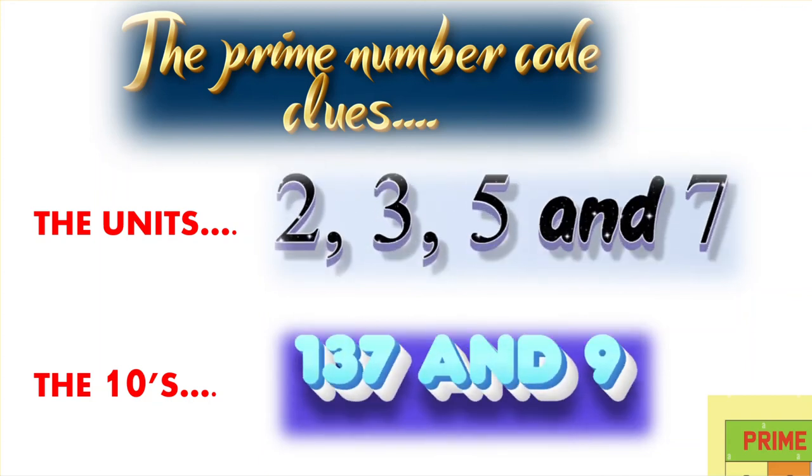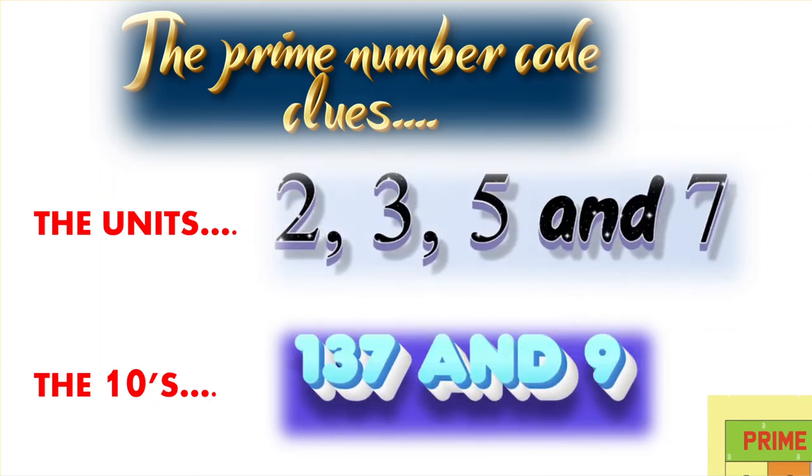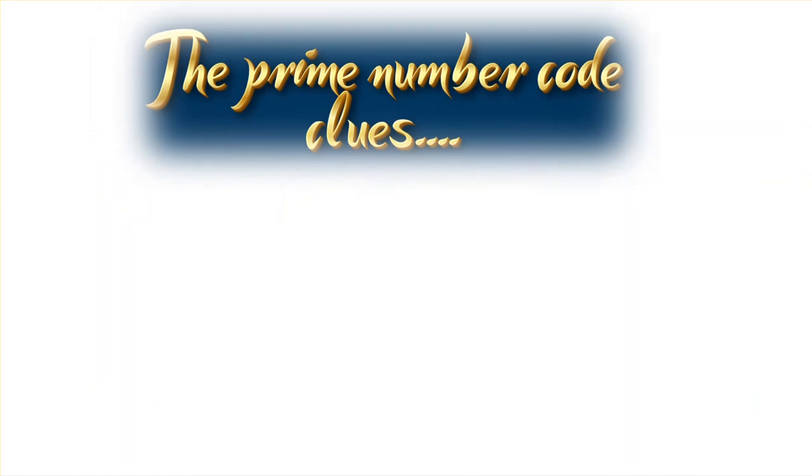So remember the code for tens: 1, 3, 7, and 9. So come to the rescue: 1, 3, 7, and 9. All right. So we go to the next one.